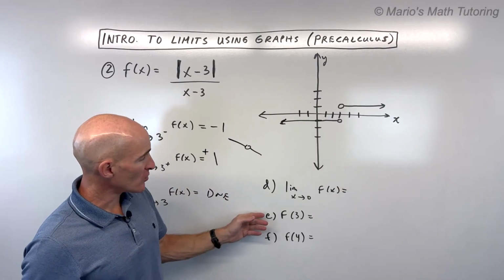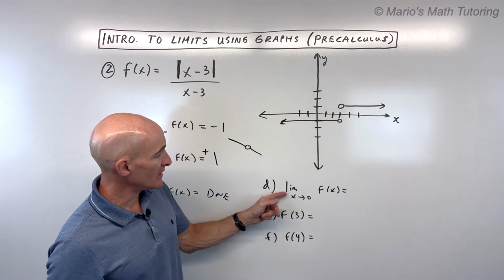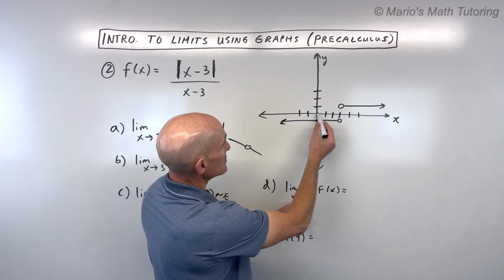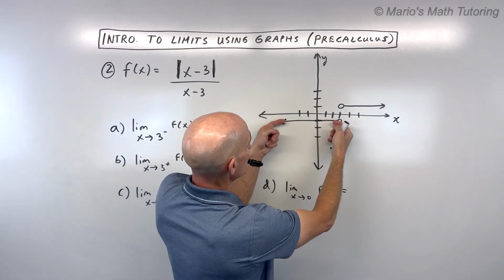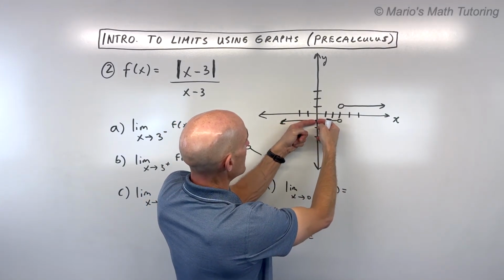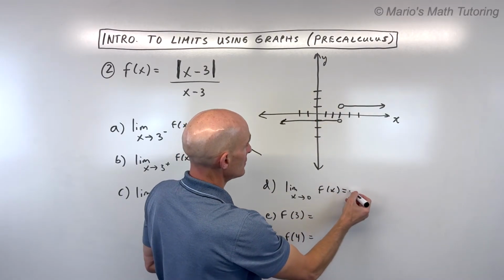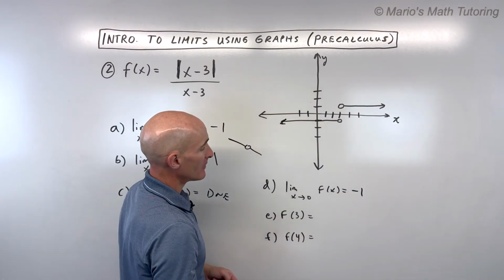Now, a couple bonus questions here. For letter D, the limit as x approaches 0. Now, x equals 0 is right here. As I approach 0 from the left and the right, what y value am I getting closer to? Looks like negative 1, okay?